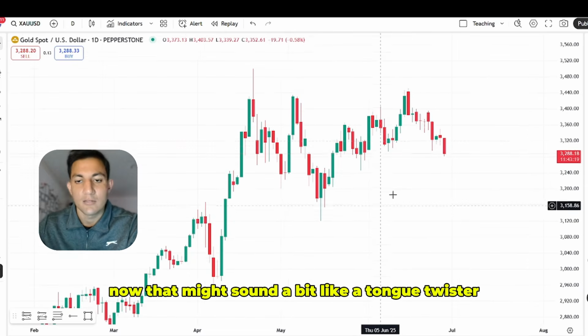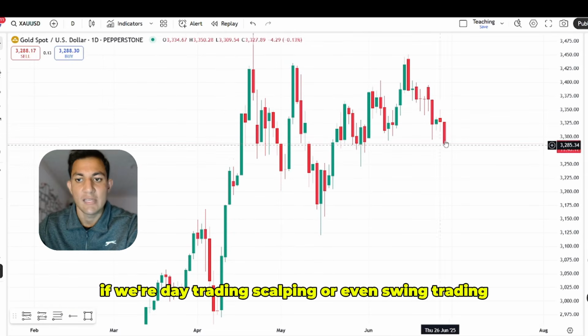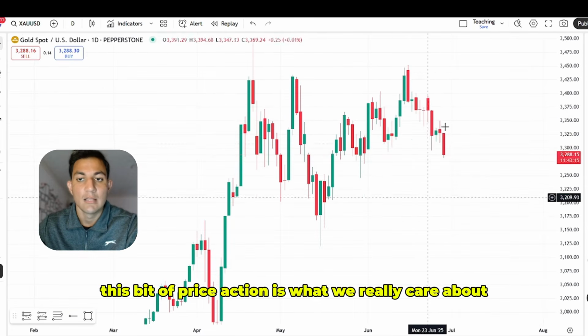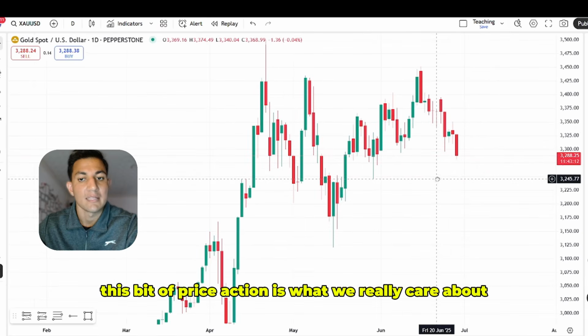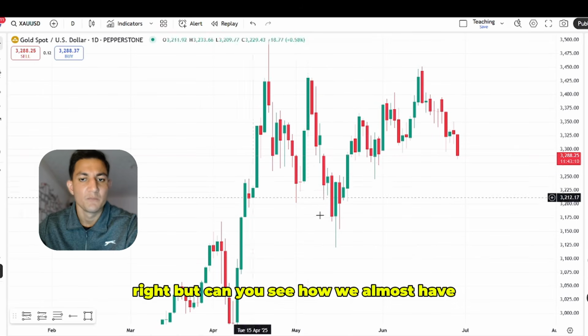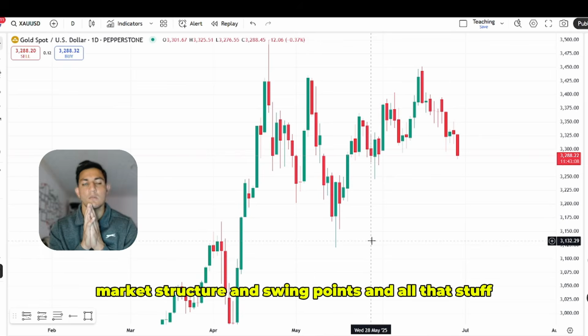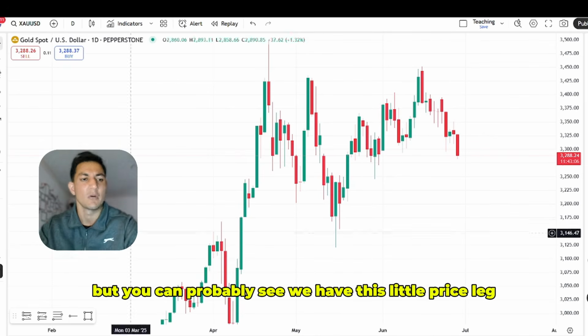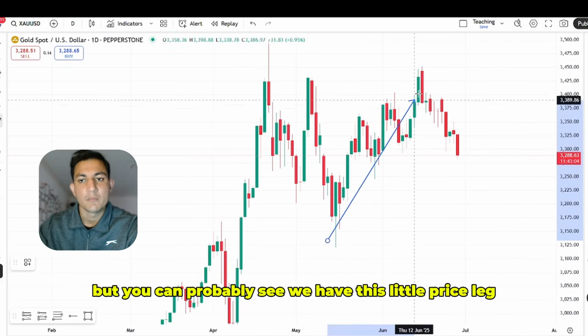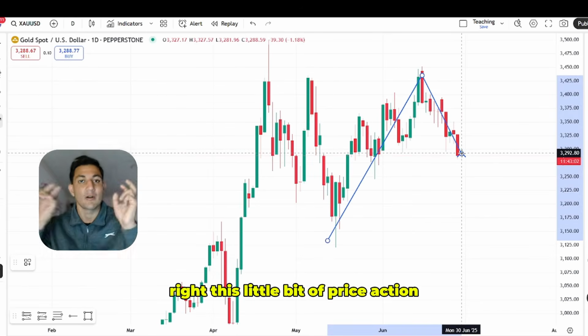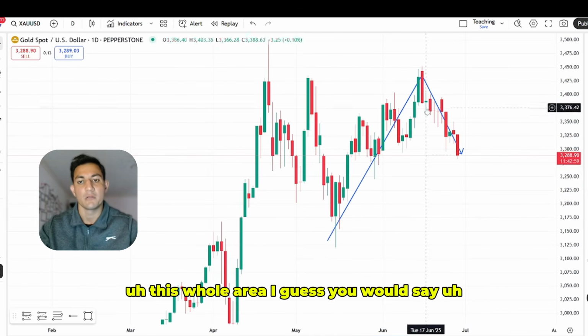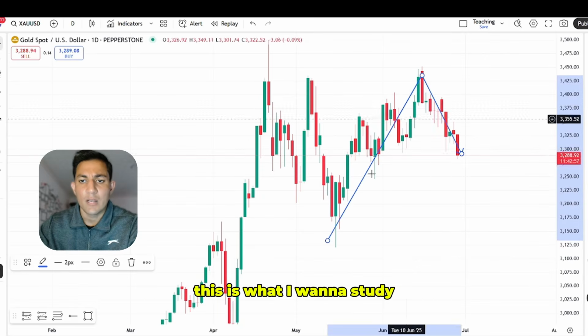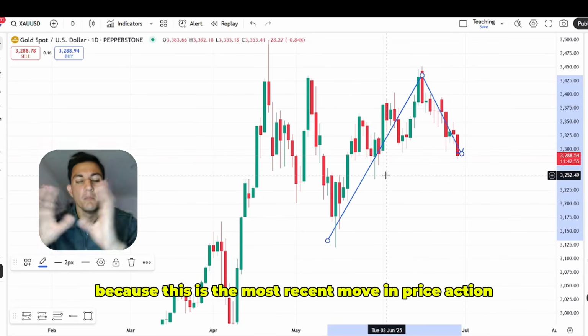Now that might sound a bit like a tongue twister, but of course, if we're day trading, scalping, or even swing trading, this bit of price action is what we really care about, right? But can you see how we almost have, now I'm not big on market structure and swing points and all that stuff, but you can probably see we have this little price leg, right? This little bit of price action, this whole area. This is what I want to study because this is the most recent move in price action.